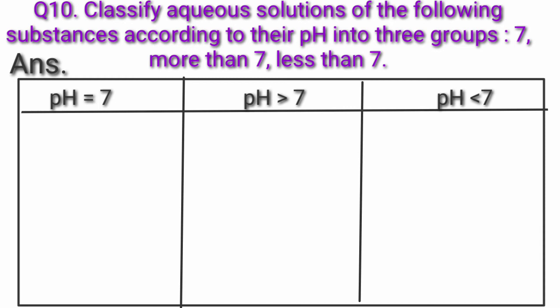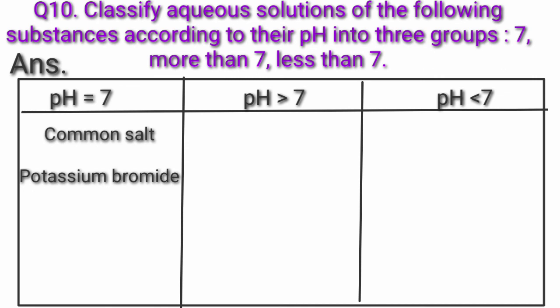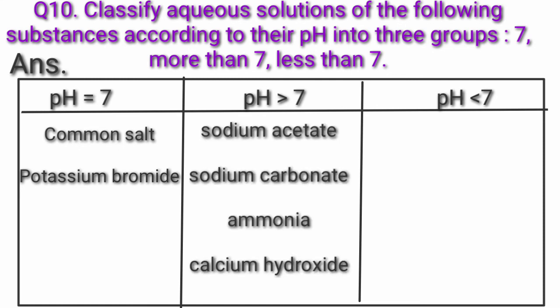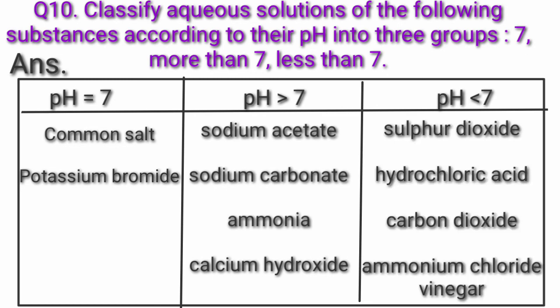Answer. Substances whose pH is equal to 7: common salt, potassium bromide. Substances whose pH is more than 7: sodium acetate, sodium carbonate, ammonia, calcium hydroxide. Substances whose pH is less than 7: sulfur dioxide, hydrochloric acid, carbon dioxide, ammonium chloride, vinegar.